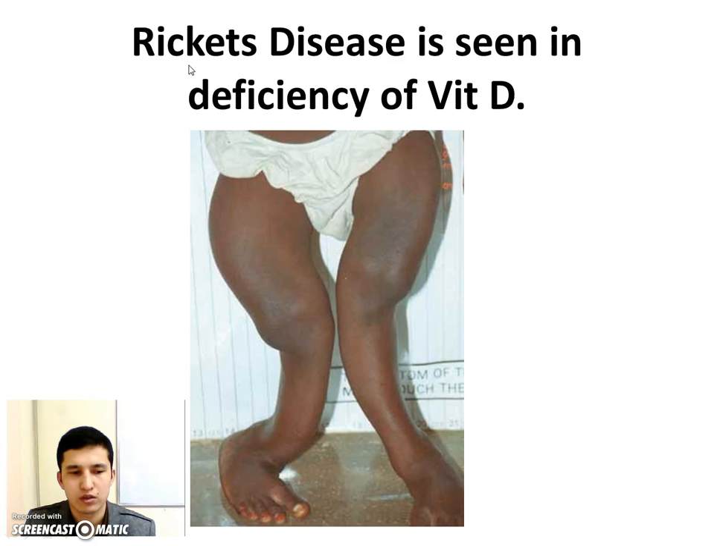We also have diseases of the bones, some disorders of the bones. Rickets disease is seen in deficiency of vitamin D. So when a child doesn't get enough vitamin D, it has the disease called rickets. The shape of the bones of the child changes, or maybe they fracture.